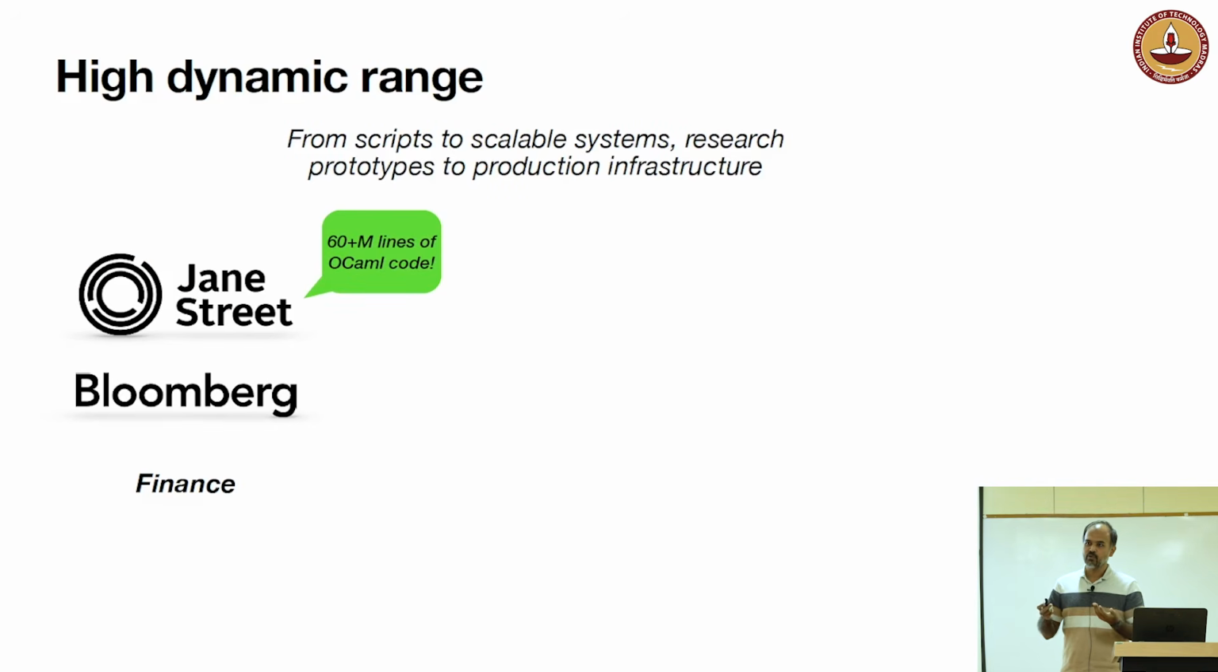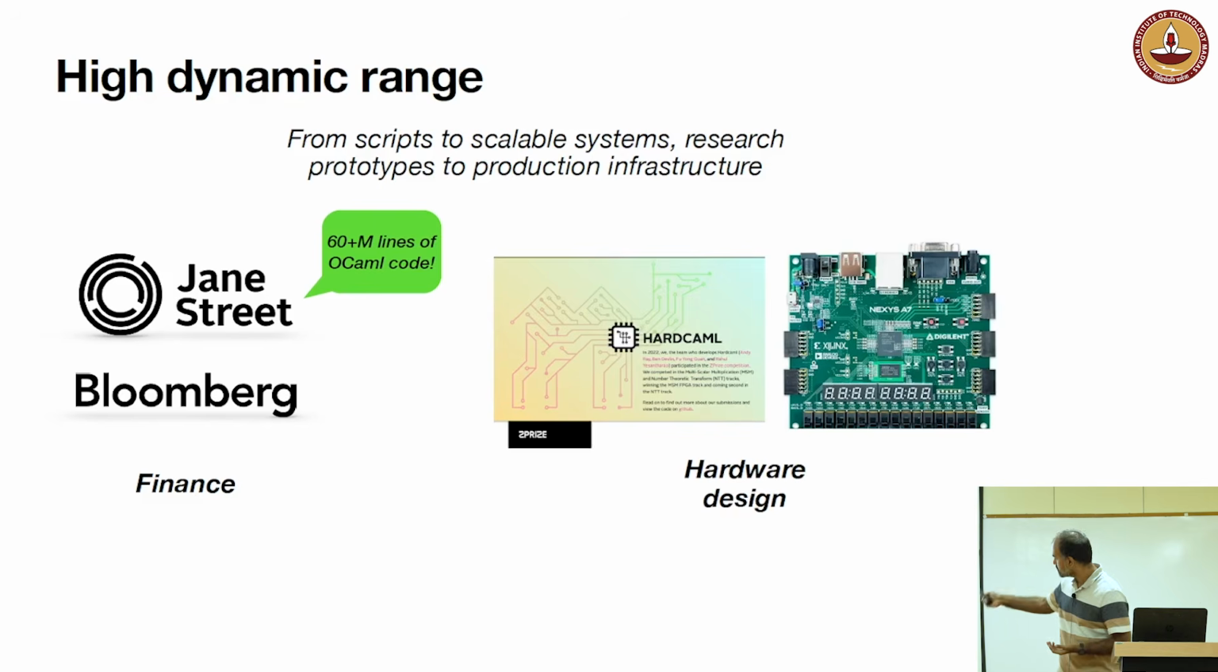Yeah, you might have all heard this. Jane Street is a known company in this room. They are one of the companies that use OCaml for everything. They have 60 plus million lines of OCaml code in production, all the way from distributed systems to trading models to even writing hardware.